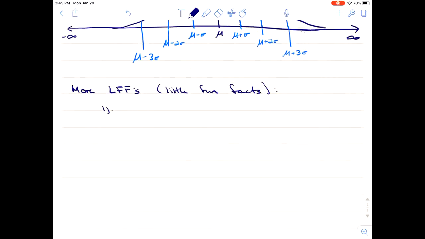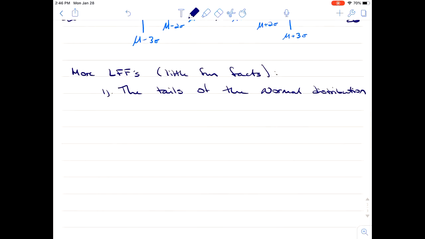So the tails of the normal distribution extend from negative infinity to positive infinity and never close on the axis.